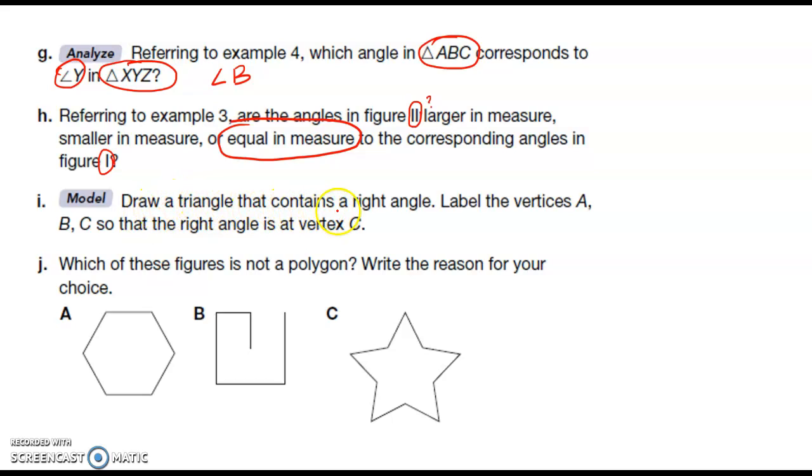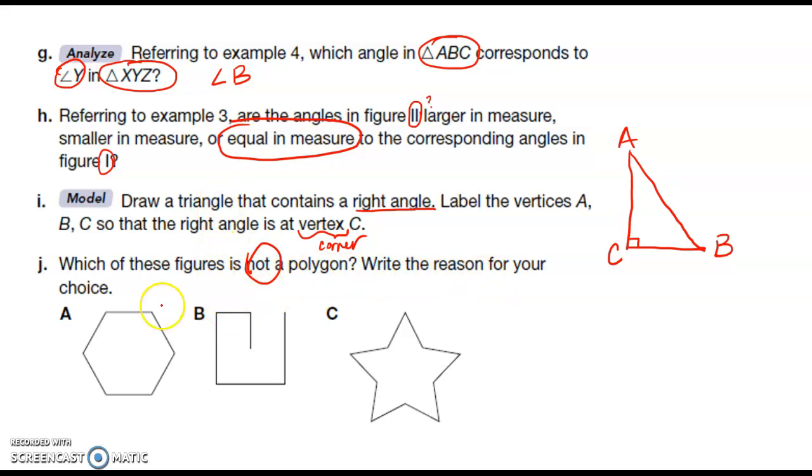Draw a triangle that contains a right angle. So here we go. Beautiful. There's my right angle. Label the vertices A, B, and C. So the right angle is at vertex, a fancy word for corner, C. It really doesn't matter where A and B go.